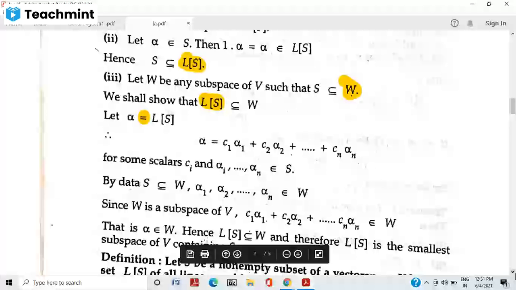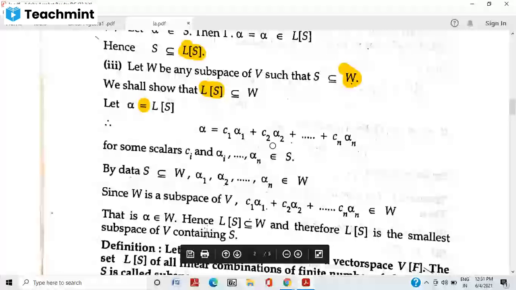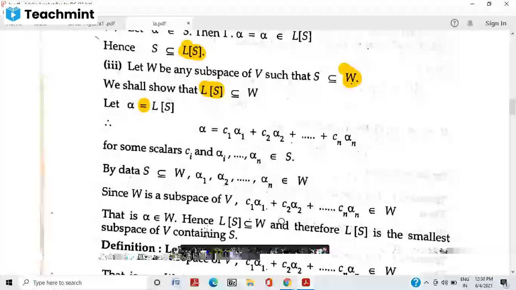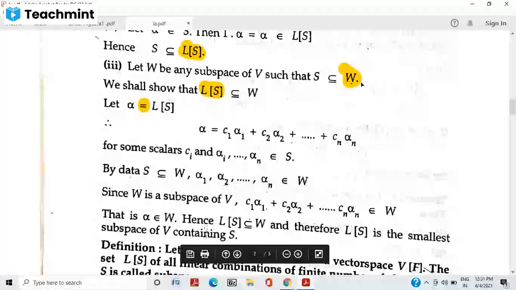Then W is a subspace means what do you get? All these vectors belong to W. That means alpha belongs to L of S means we got alpha belongs to W. That means L of S is contained in W. That means which is the smallest one? L of S is the smallest subspace of V containing S.